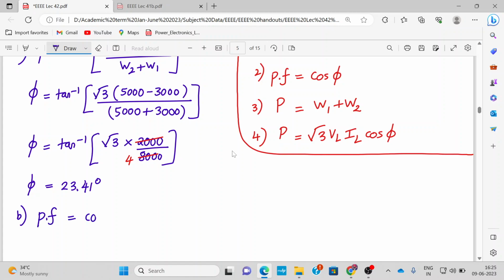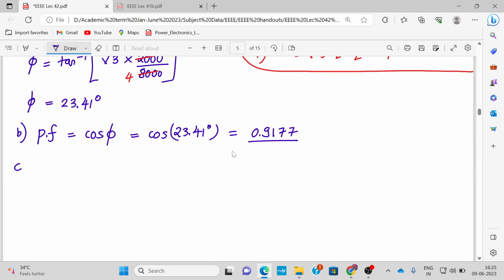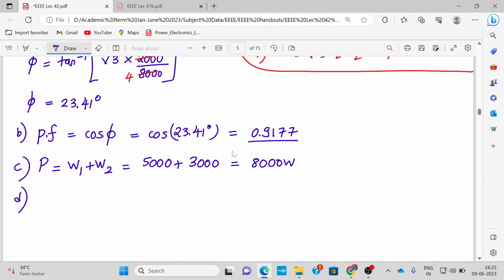The power factor will be cos phi, which will be cos of 23.41 degrees, which is 0.9177. Alright, so this is the power factor. Next is the total power. In a 2 wattmeter method, total power is the addition of the readings of the two wattmeters, that is 5000 plus 3000. So that will give us 8000 watts. So pretty easy. Next we have to calculate the line current.